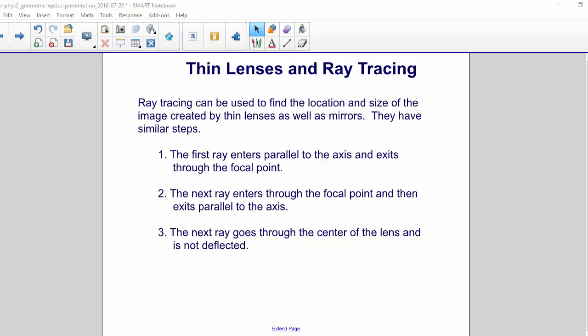Ray tracing can be used to find the location and size of an image created by thin lenses as well as mirrors. They have similar steps. 1. The first ray enters parallel to the axis and exits through the focal point. 2. The next ray enters through the focal point and then exits parallel. And 3. The next ray goes through the center of the lens and is not deflected. Again, you only need 2 of these in order to figure out where the image is located.